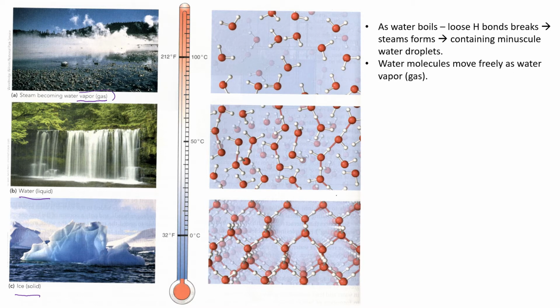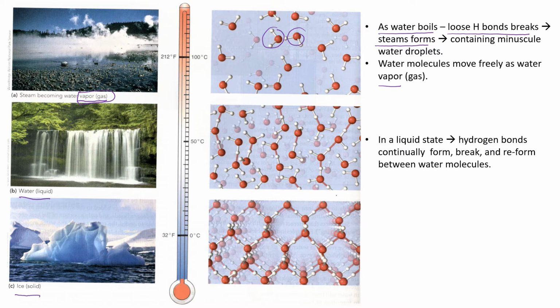The first form of water, which is in the form of vapor: as water boils, the hydrogen bonds will break. Loose hydrogen bonds will break, and this is to form steam. Steam will contain minuscule water droplets. The water molecules in the vapor or in the gas will move freely as water vapor as the hydrogen bonds break between the water molecules.